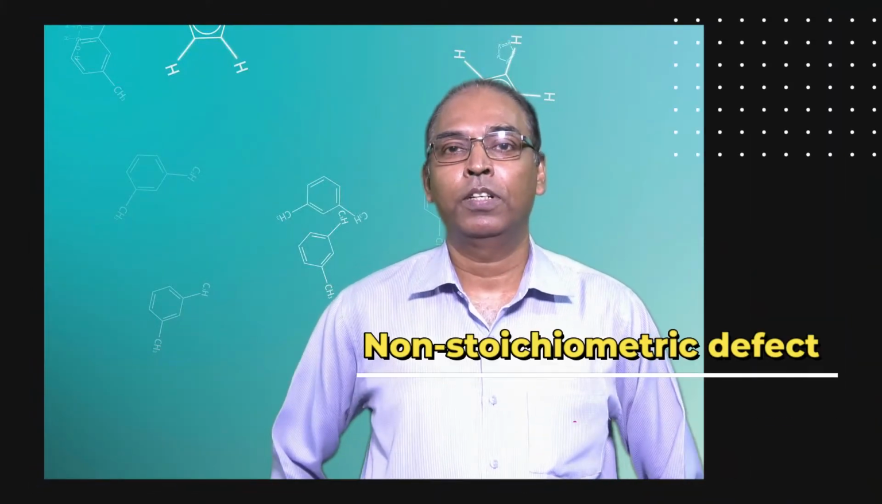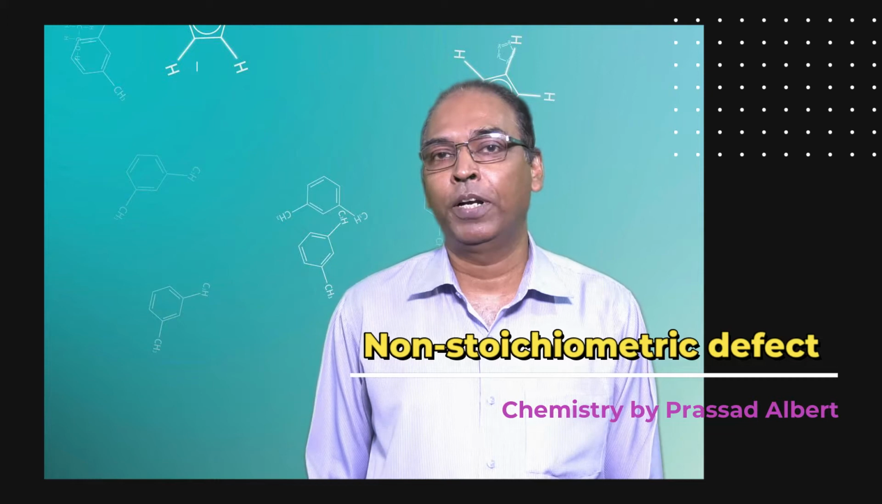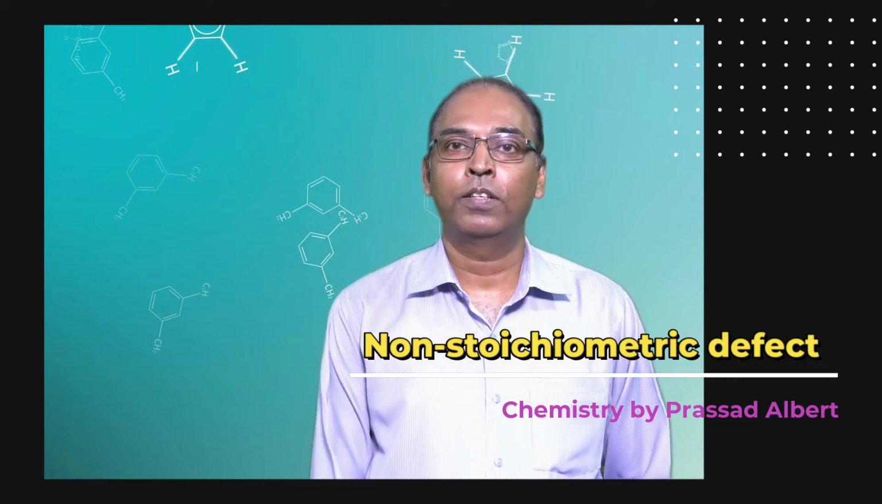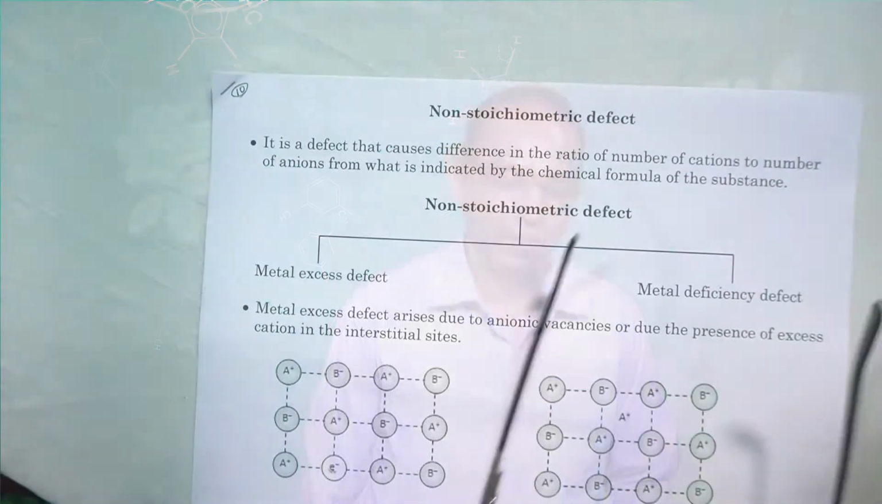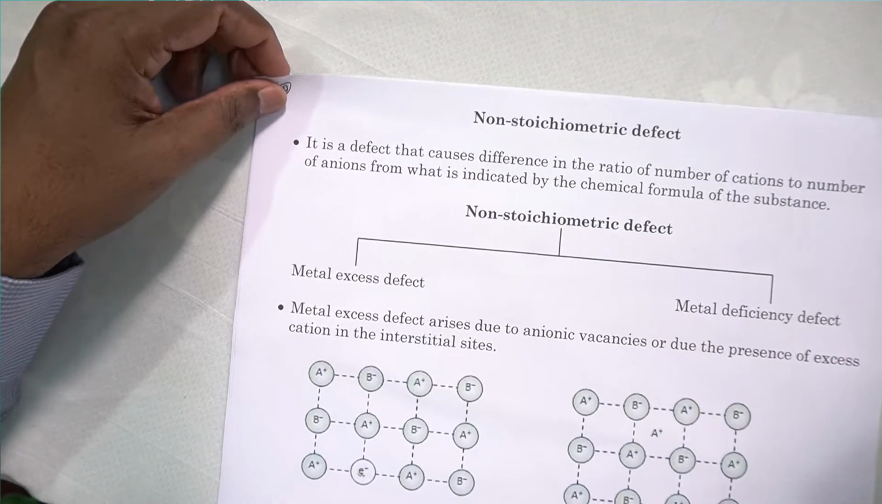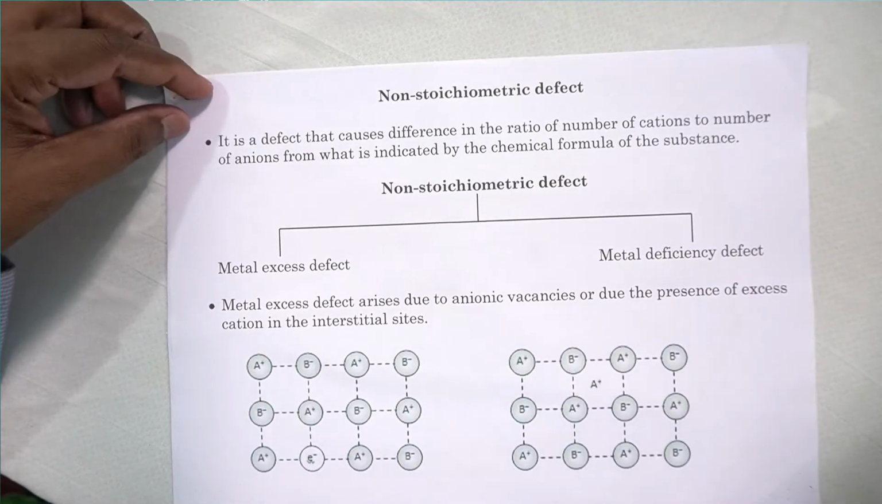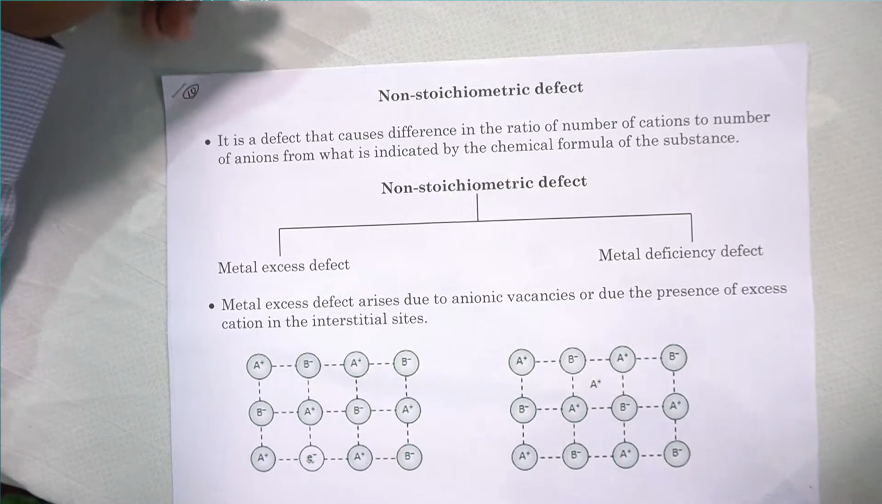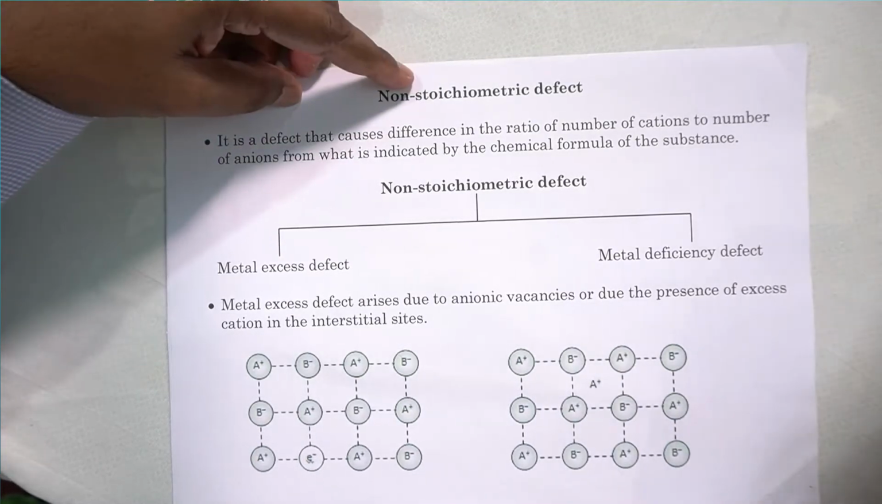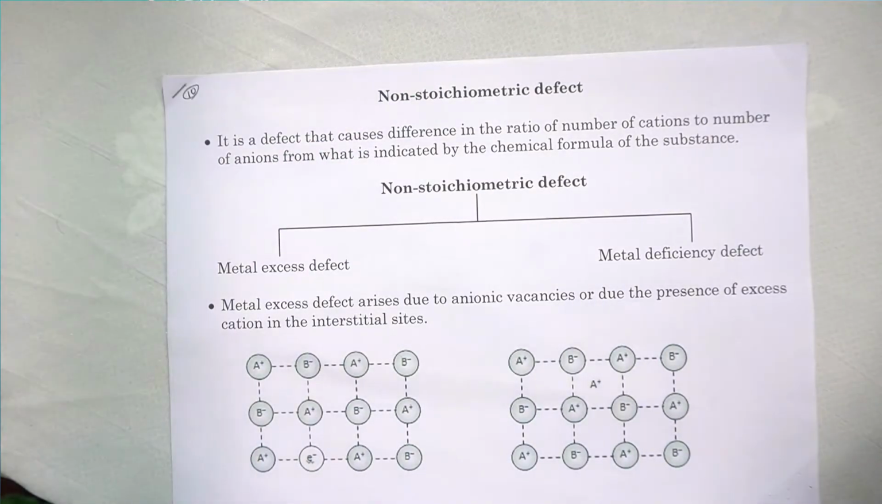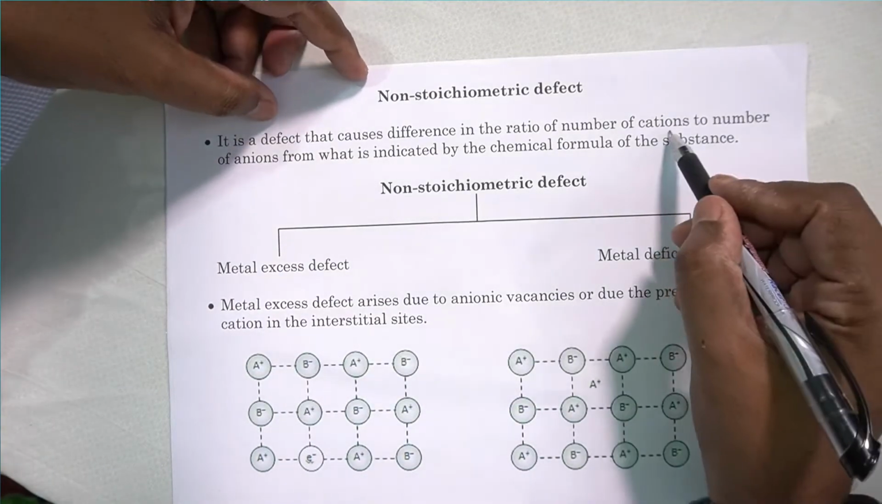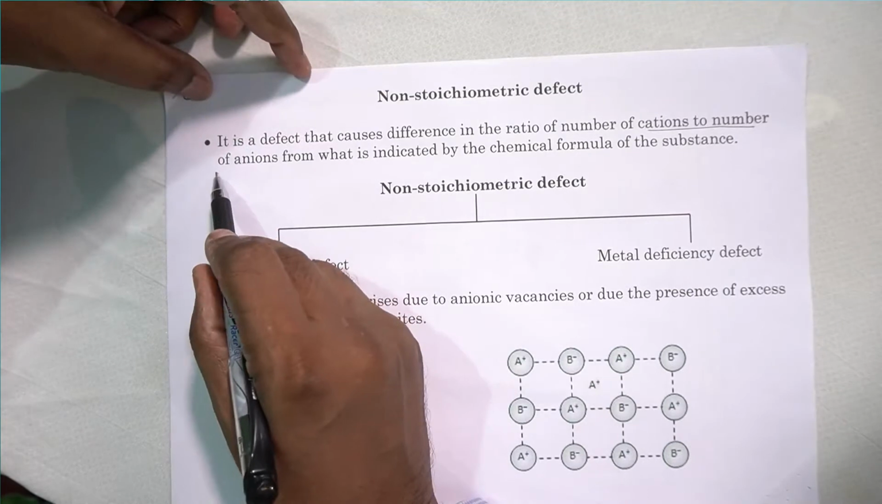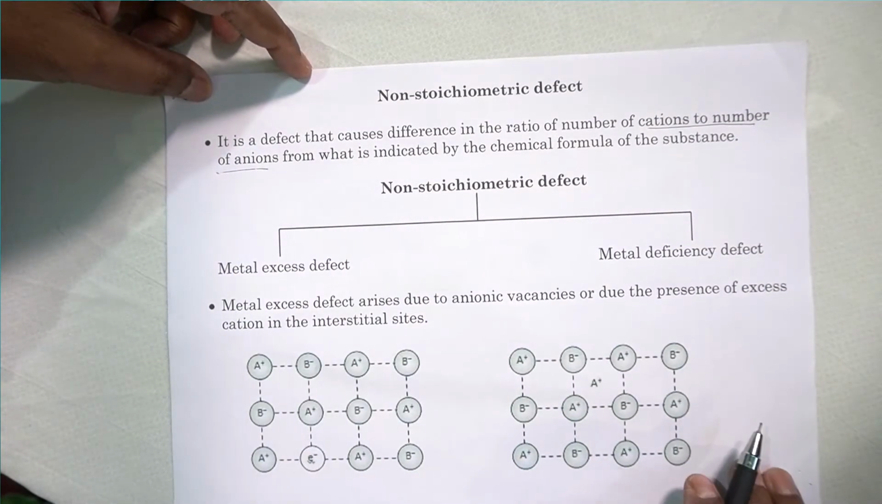Hi students, in this video we are going to see one of the crystal defects, that is non-stoichiometric defect. So let's understand what is non-stoichiometric defect. Non-stoichiometric defect is a defect that causes a ratio difference in the number of anions and cations. The ratio is affected here. A difference in the ratio of number of cations to the number of anions is caused here.